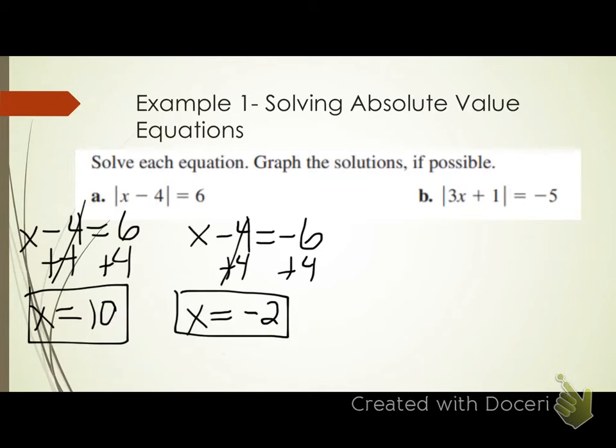Once again, if you want to check your answer, you can always plug these back into your original equation. So if I plug 10 in for x, what's 10 minus 4? 6. And then what's the absolute value of 6? 6. Does 6 equal 6? Yes, it does. It checks out. Plug negative 2 in. What's negative 2 minus 4? Negative 6. What's the absolute value of negative 6? 6. Does 6 equal 6? Yes, it does, so it checks out.